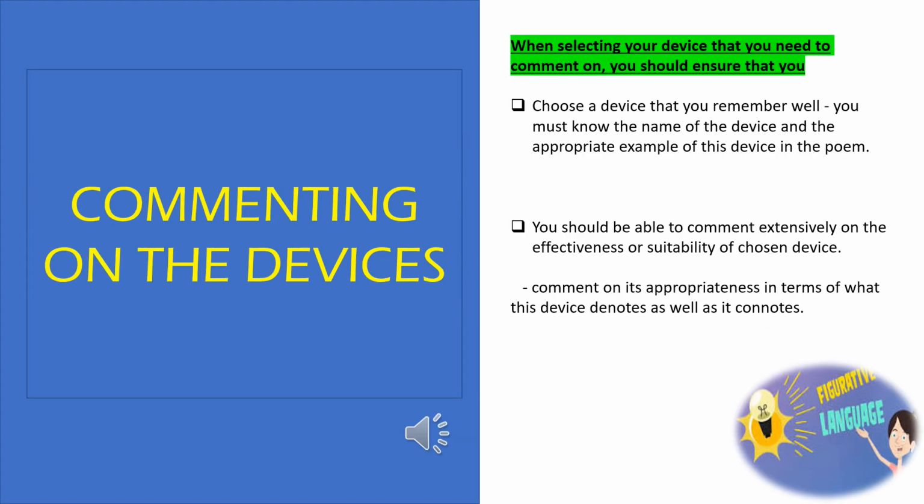Selecting the device that you need to comment on, you should ensure that you do the following. First, choose a device that you remember well. You must know the name of the device and the appropriate example of this device as used in the poem. Secondly, you should be able to comment extensively on the effectiveness or suitability of the chosen device. Comment on its appropriateness in terms of what this device denotes as well as what it connotes.